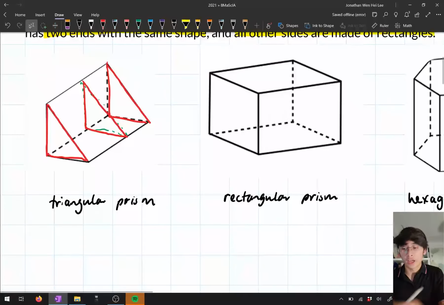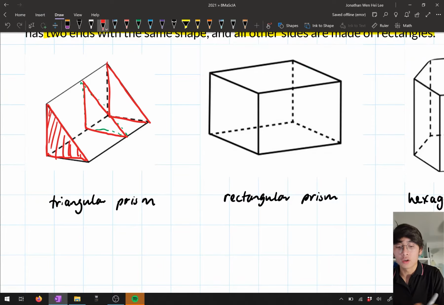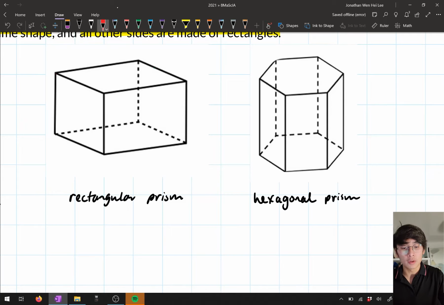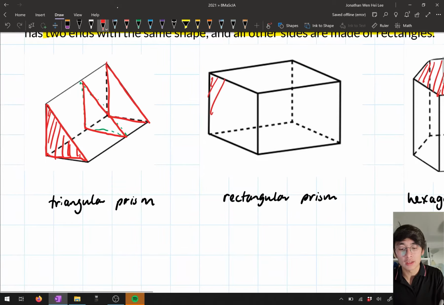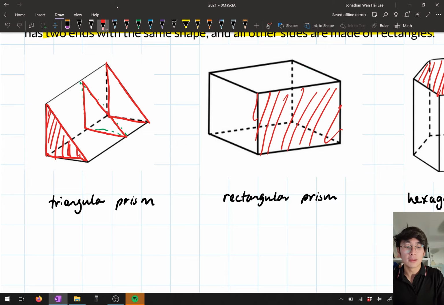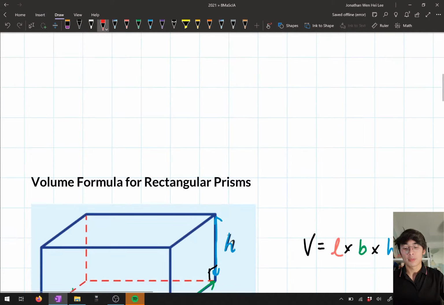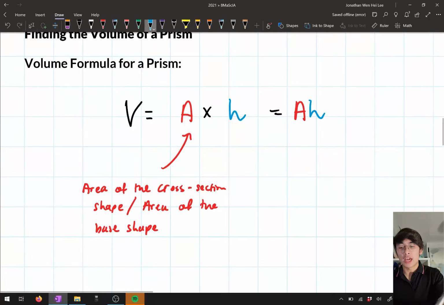So for example, in this triangular prism, we would be finding the area of this triangle. With our hexagonal prism, we would be finding the area of this hexagon. And with a rectangular prism, it actually is a little bit different, because you could pick any of our faces to be the rectangle, the base shape. So we could pick this side if we wanted. We could also pick this side if we wanted. So here, the A just represents the area of that cross-section shape, which is the shape on the two ends of our prism. Then we've got this H over here.